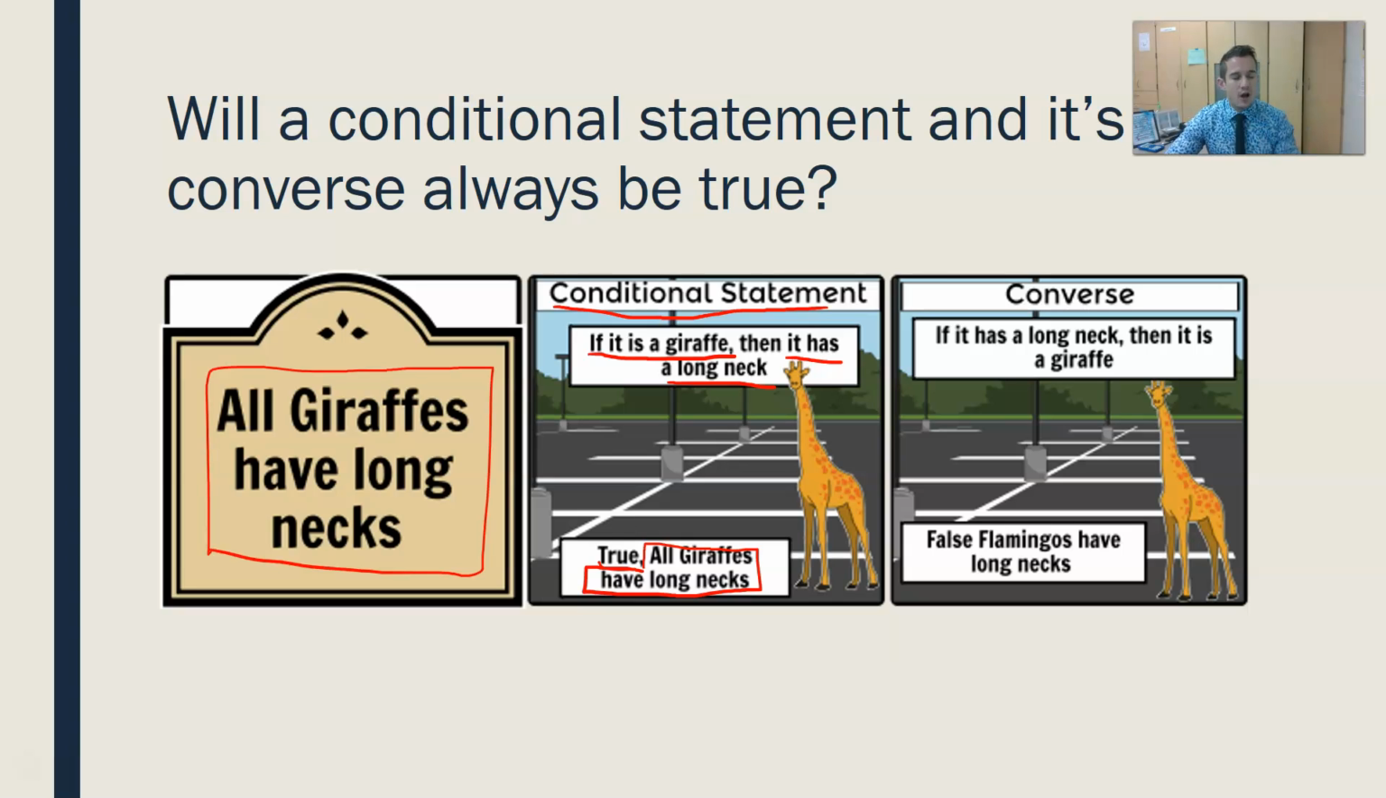Well, let's look at its converse statement and see if it is also true. If it has a long neck, so just any animal, if it has a long neck, then it is a giraffe. Is that always true? Well, no. There's other animals that have long necks, like flamingos. So that converse statement would be false. Just because an animal has a long neck does not make it a giraffe. Okay, so sometimes both the conditional and converse statements will be true. Sometimes one will be true and one will be false.